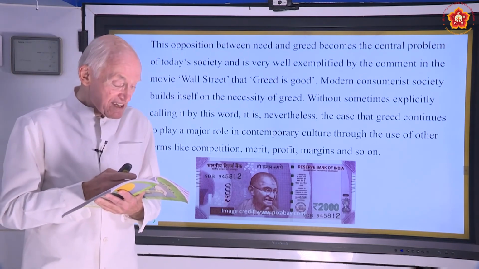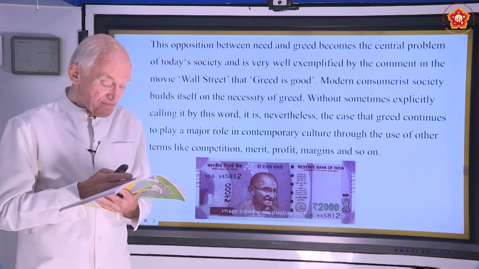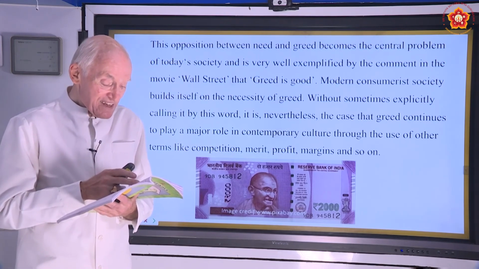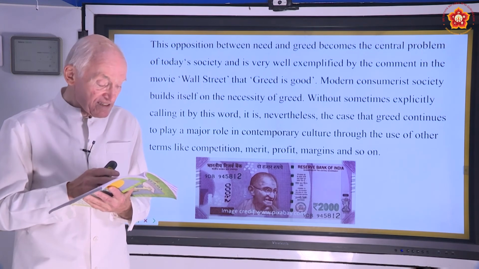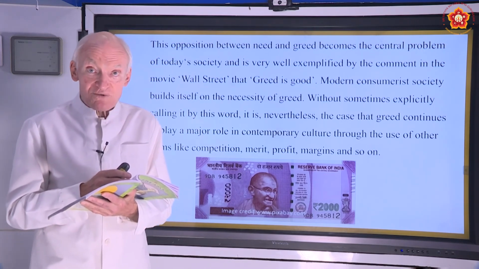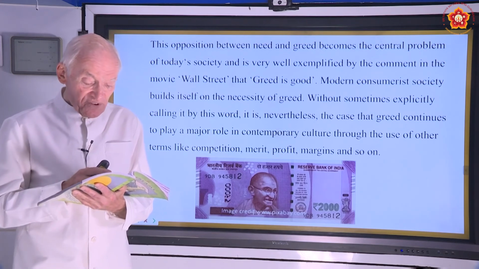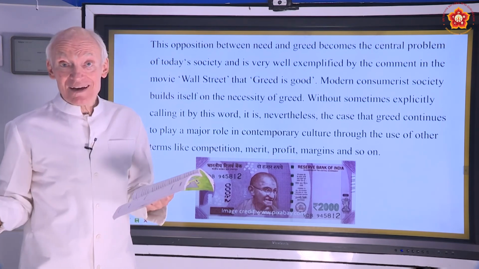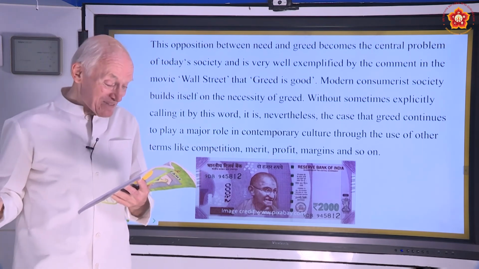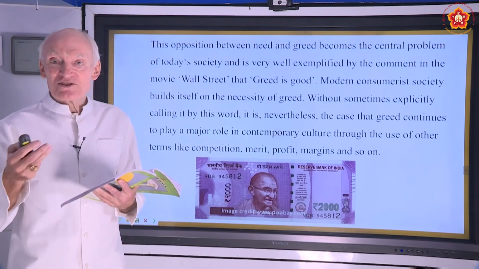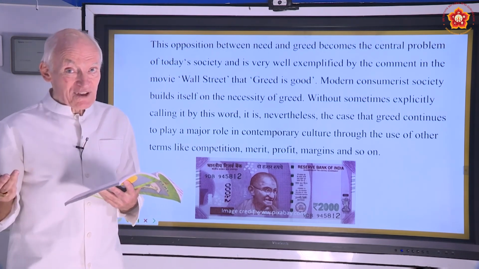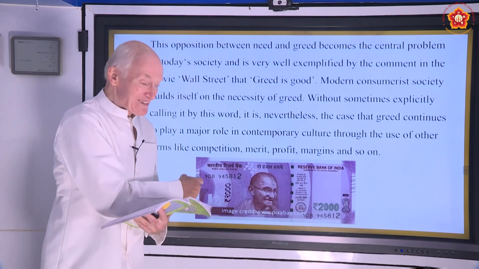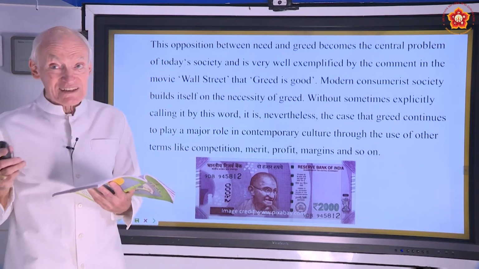Modern consumer society builds itself on the necessity of greed, without sometimes explicitly calling it by this word. It is nevertheless the case that greed continues to play a major role in contemporary culture through the use of other terms like competition, merit, profit, margins, and so on. We need competition, we need profit. These are just other words for greed. We have to go through that and realize, even if we put Gandhi's picture on the $2,000 note, we have to realize that Gandhi was not a greedy person.